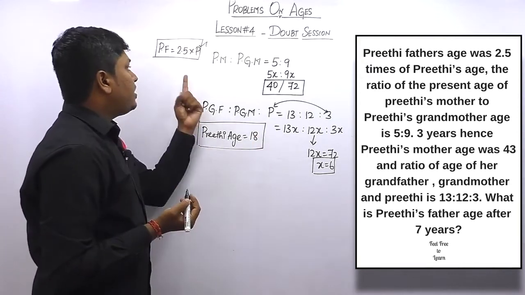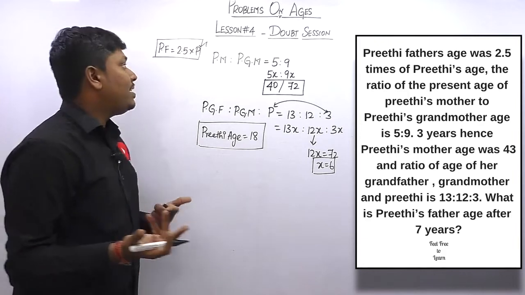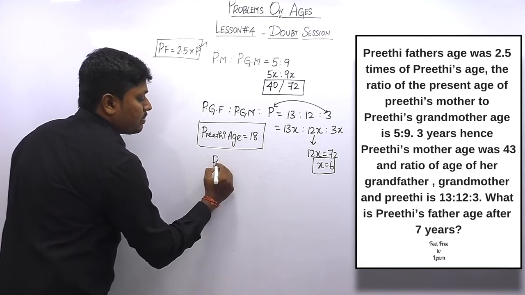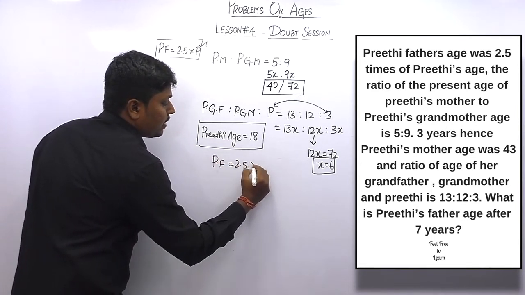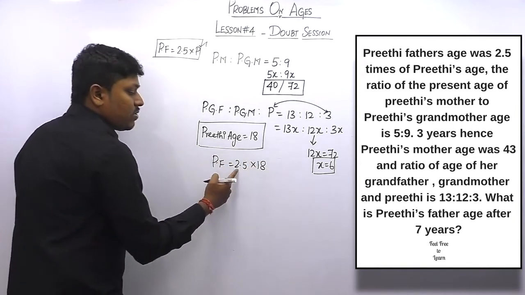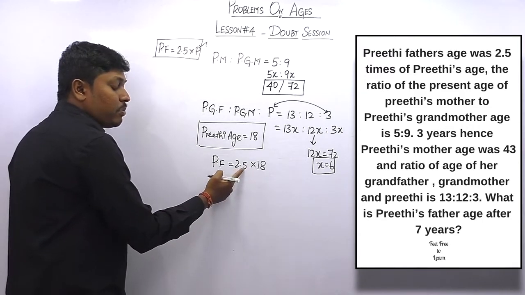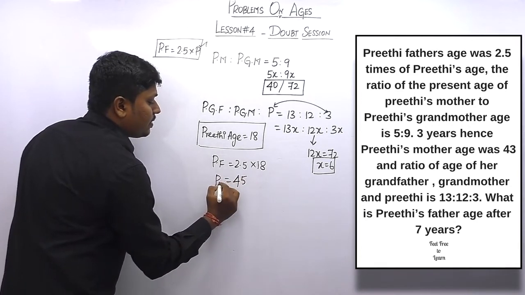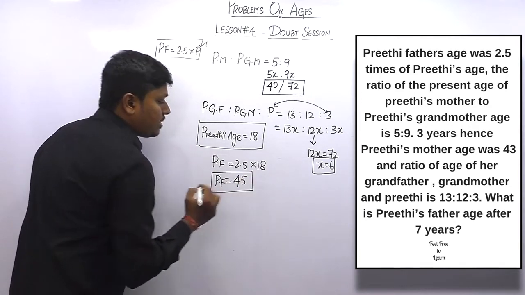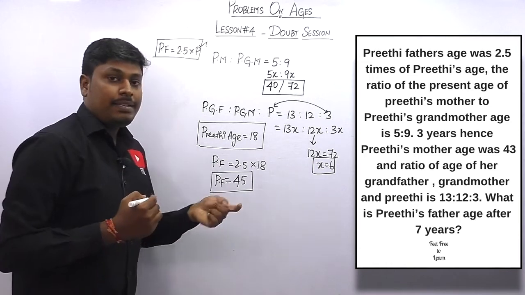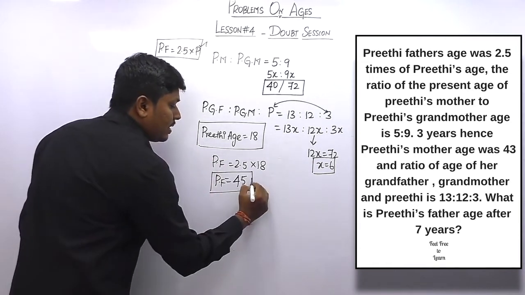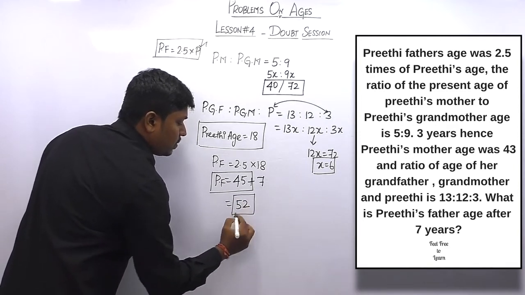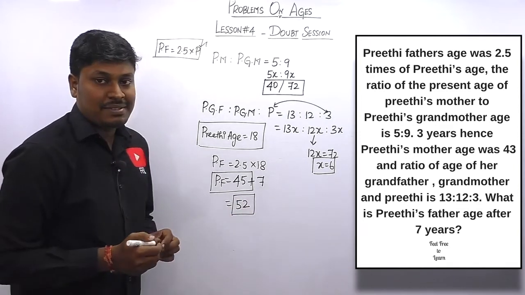Once you find Preeti's age, then finding Preeti's father's age is very easy, because 2.5 into Preeti's age will be Preeti's father's age. So Preeti's father is equal to 2.5 into 18. So 18 into 2 will be 36, 18 into 0.5 will be 9, 36 plus 9 will be 45. So 45 will be Preeti's father's age, and our target is to find Preeti's father's age after 7 years. Then add 7 years. So we can say 52. So 52 will be Preeti's father's age.